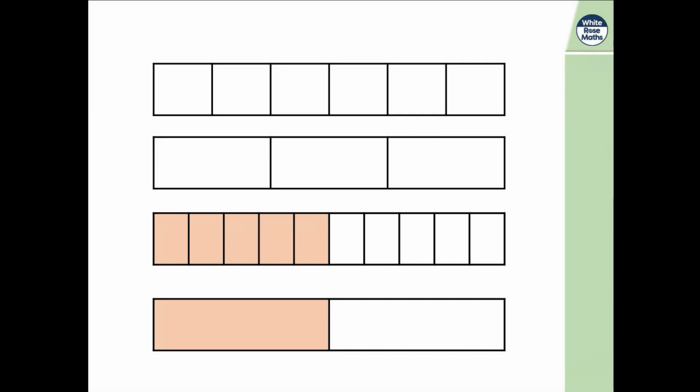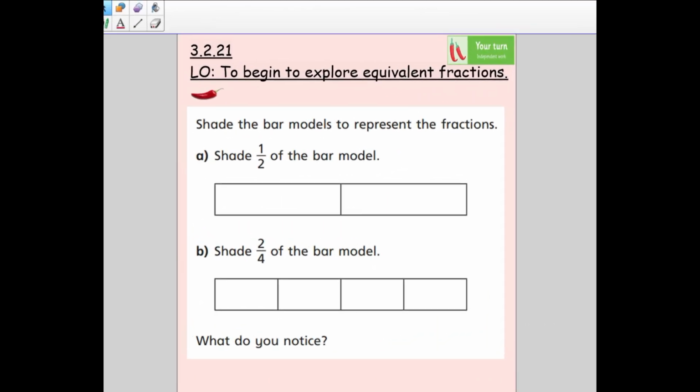If we were to do the same for the bar model above in 6s, you can see that we shade 3 out of 6. 3/6 is the same as a half. If we try to show that on the second bar model, we can't show a half. Can you see why? Now it's your turn.